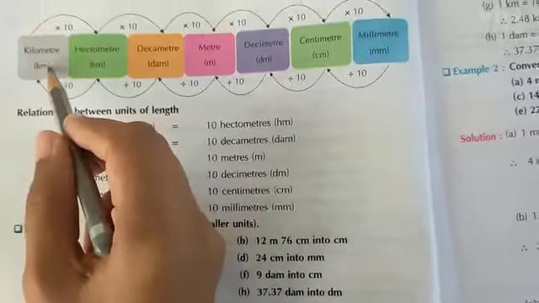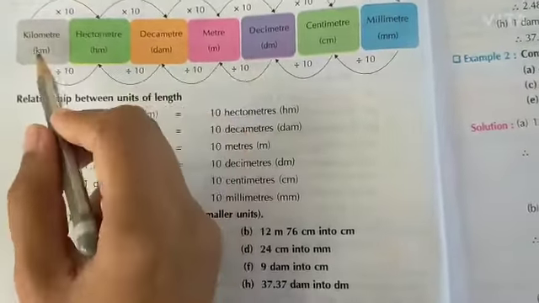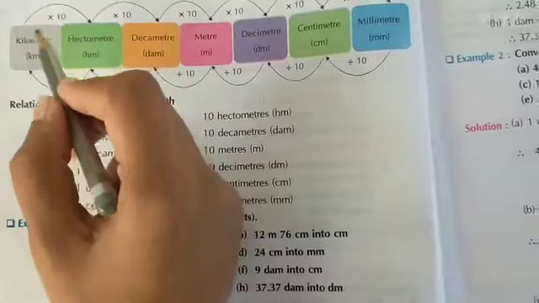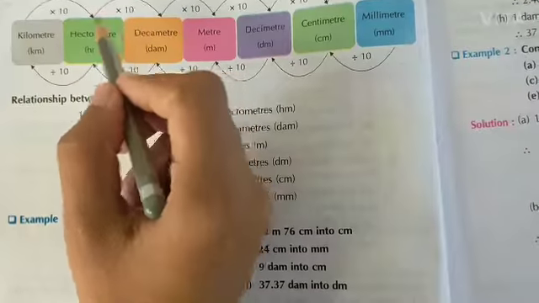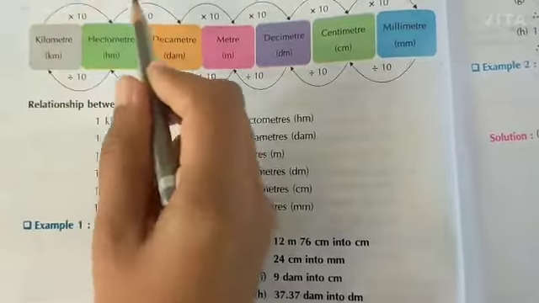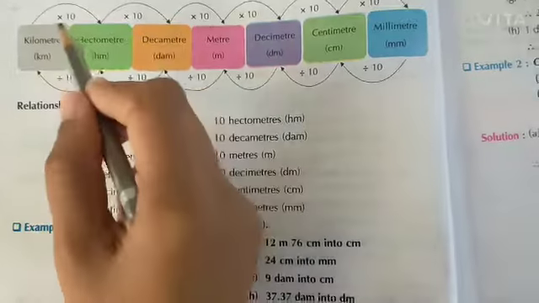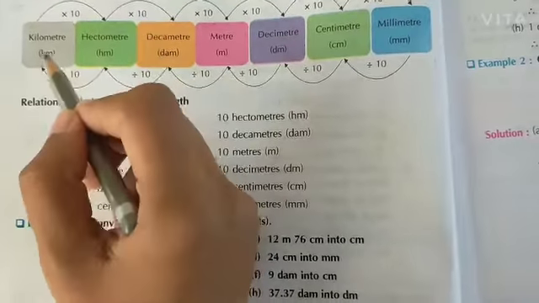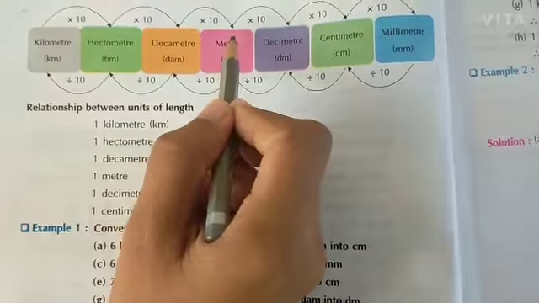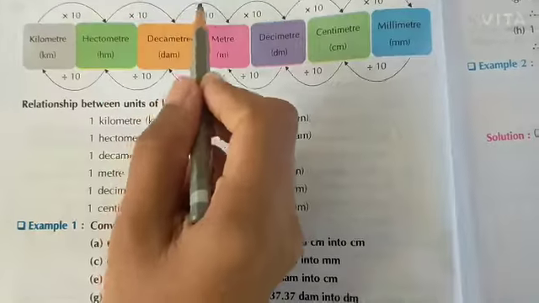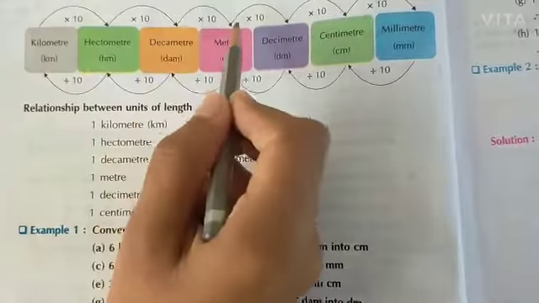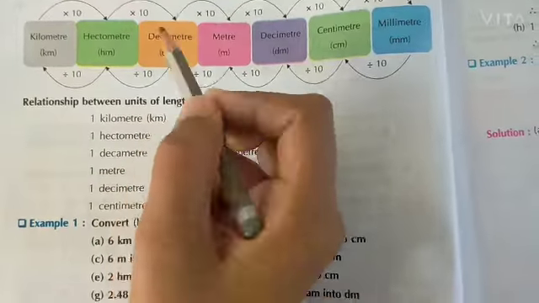Now, if we have to convert kilometer to decameter, what do we do? Here one 10 is written, here another 10 is written. So, we multiply 10 into 10. That is, to convert kilometer to decameter, we multiply the kilometer value by 100, because 10 into 10 equals 100. Similarly, to convert kilometer to meter, we multiply by 10 three times, that is 10 into 10 into 10. So 1 kilometer equals 10 into 10 into 10, equal to 1000 meter.